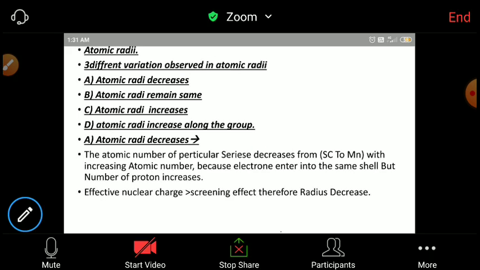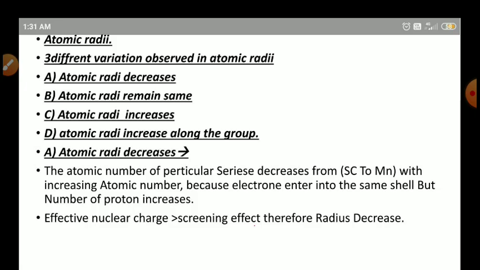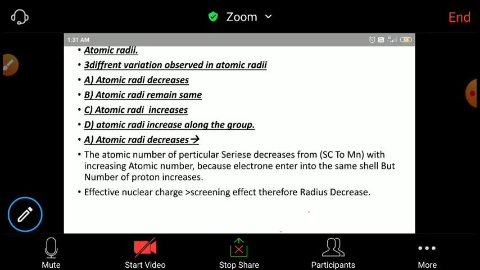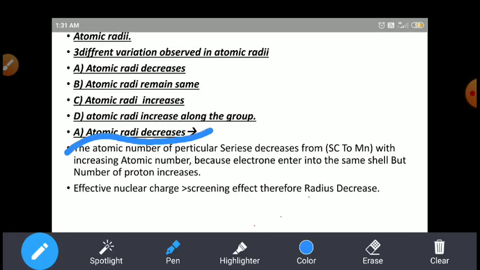The atomic radii decreases. In a particular series, the atomic radii decreases from scandium to manganese with increasing atomic number, because electrons enter into the same shell as the atomic number increases.